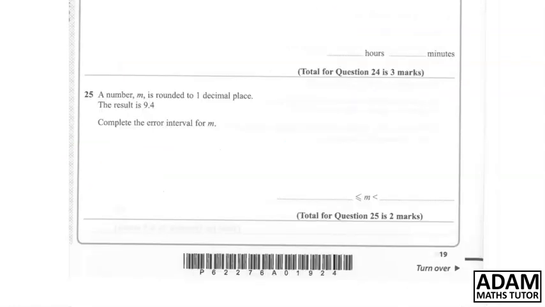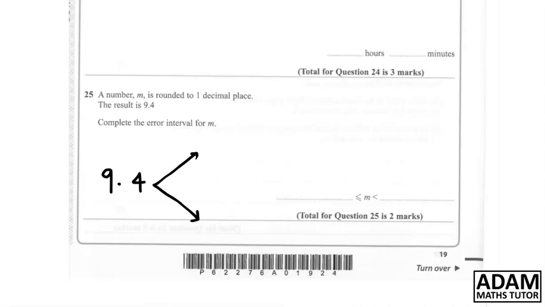Question 25. A number, m, is rounded to 1 decimal place. The result is 9.4. Write an error interval for m. So an error interval means that you need to find the upper bound and the lower bound for what this number could have been rounded from.